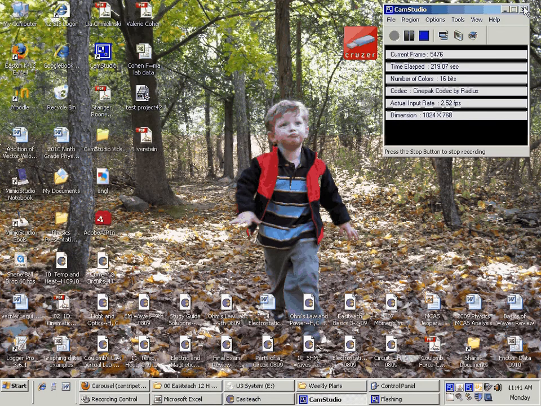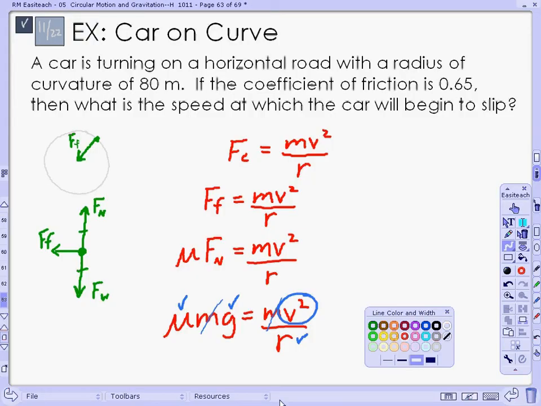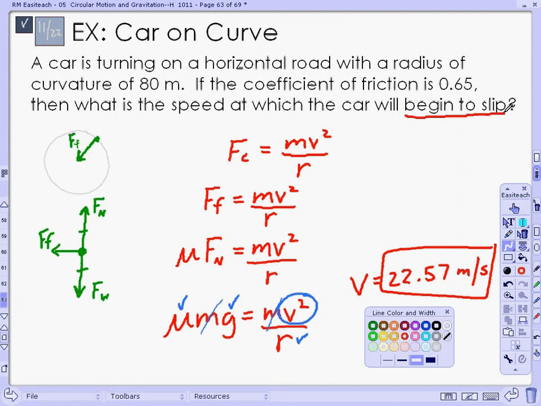Okay, so recording again, 22.57 is the velocity that I'm getting. Conceptually, that's meters per second because it's the velocity. Conceptually, what this means is it refers to the speed at which it will begin to slip. This is a static coefficient of friction.